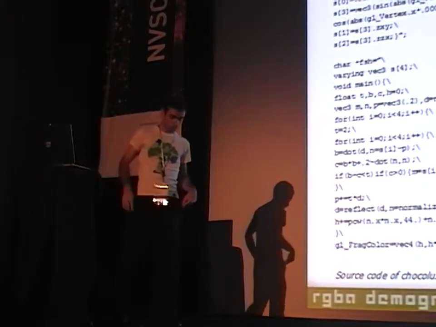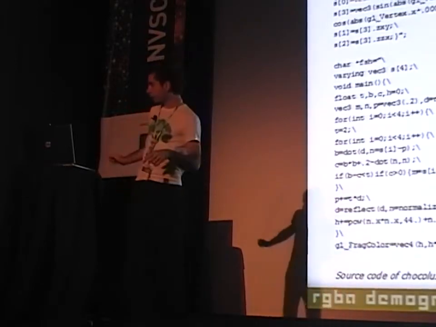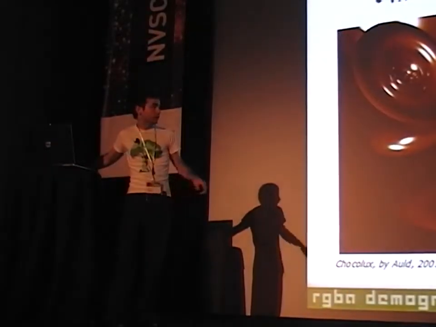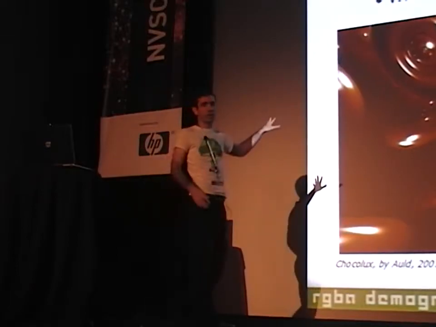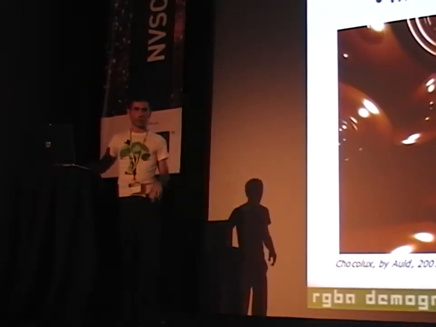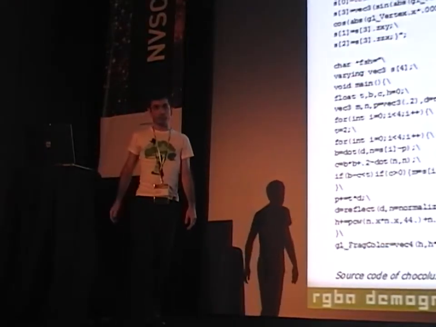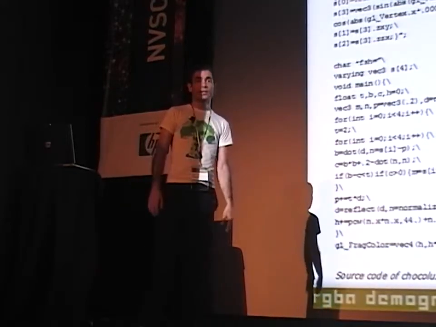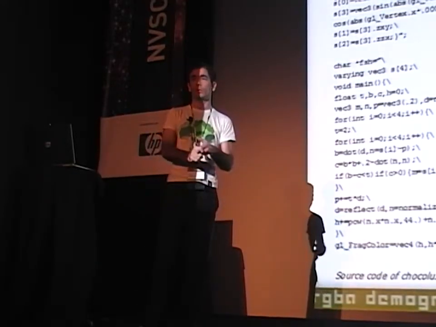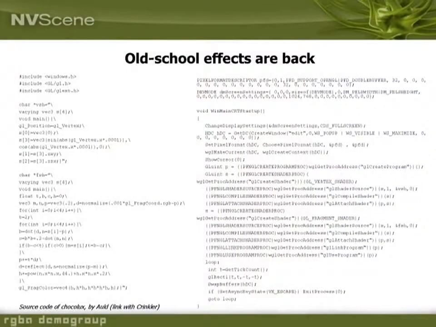So if there is any coder here, maybe you have seen this already. This is this code here, it's OpenGL code. It's responsible for making this image on the left, the brown one, chocolate. So this is all you need to make that effect. This includes opening a window on the desktop, putting the desktop into full screen mode, initializing OpenGL, creating the shader, running it, and so on and so on.